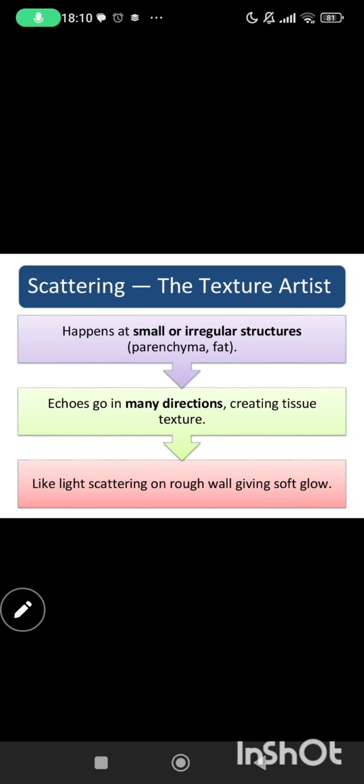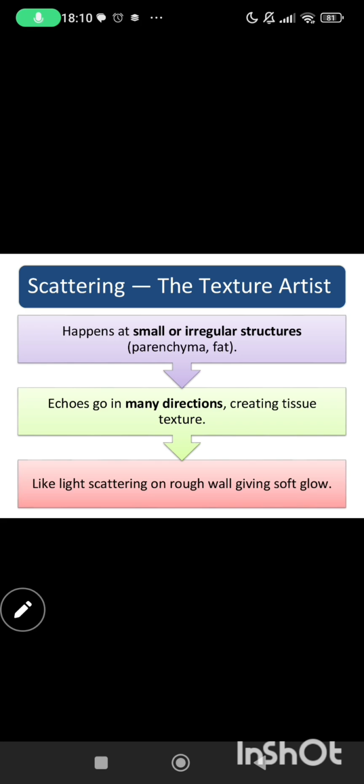When the sound beam hits many small or irregular structures, for example fat globules or liver parenchyma, the echoes are sent in many different directions instead of straight back. This scattered reflection gives tissues their characteristic texture, or echo texture, on the screen.